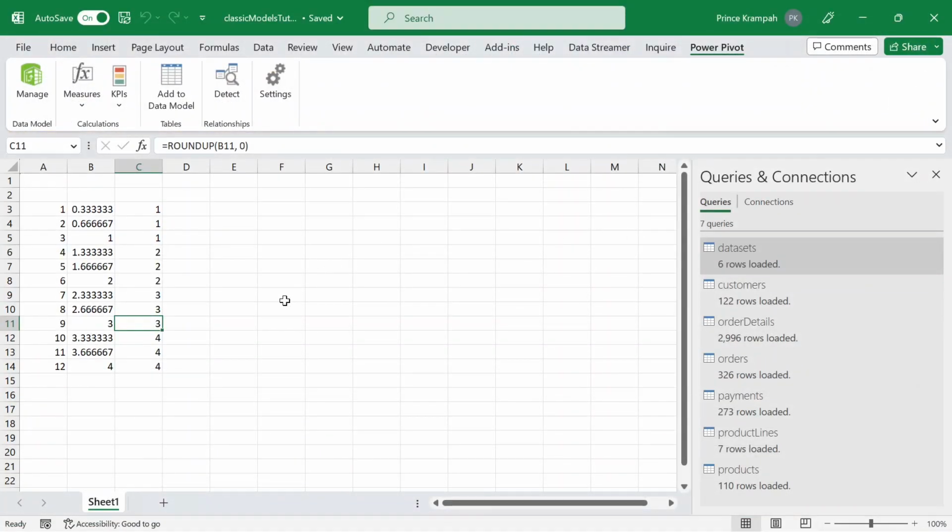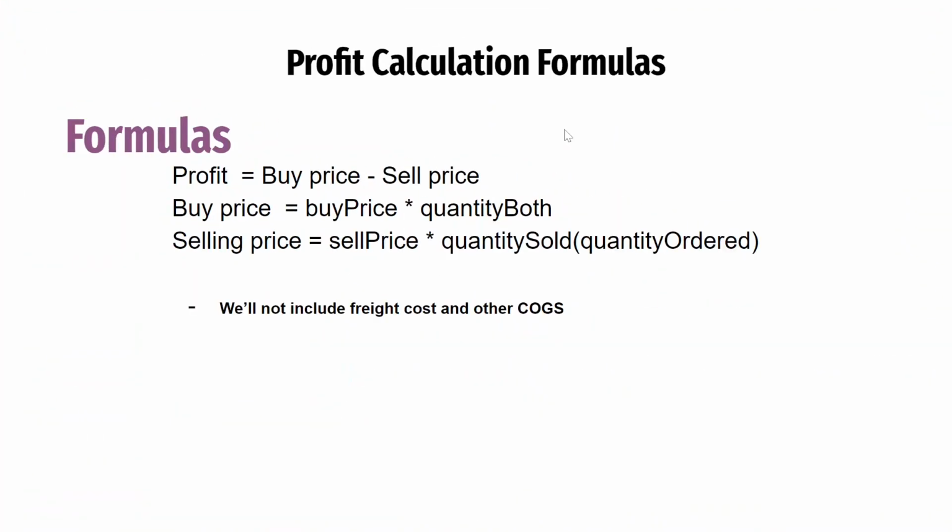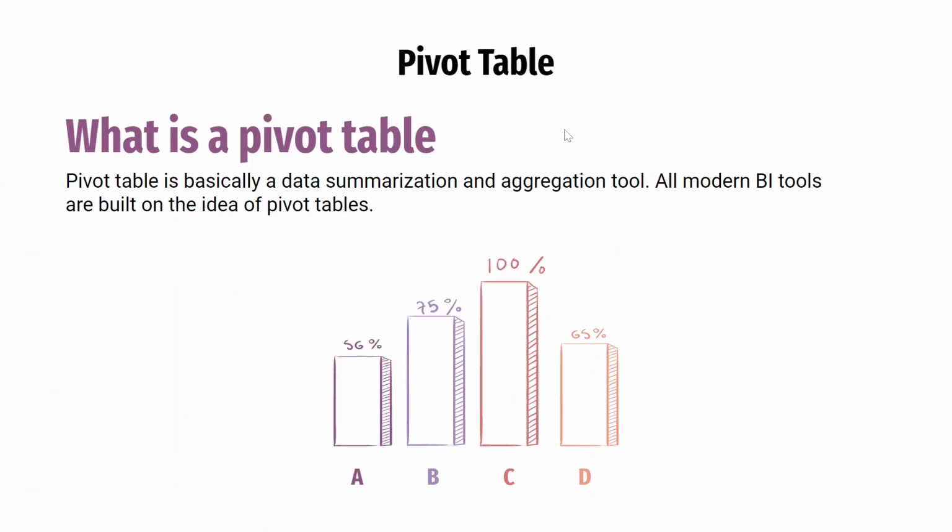Once I have that closed, you have looked at how we generate the selling price, the total buy price, and all that information. So what I want to do now is jump into the point of using a pivot table. I promise you'll be using pivot tables in this series. So let me show you what a pivot table is. A pivot table is basically a data summarization and aggregation tool. If you want to summarize data and find aggregates of data, you'll probably be using a pivot table, and that's basically what a pivot table is.